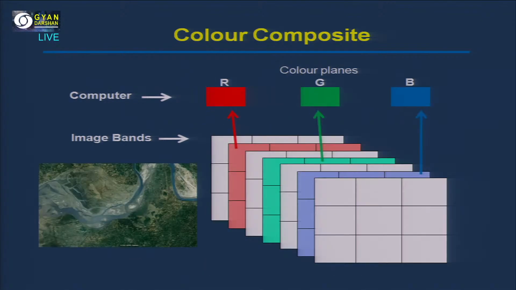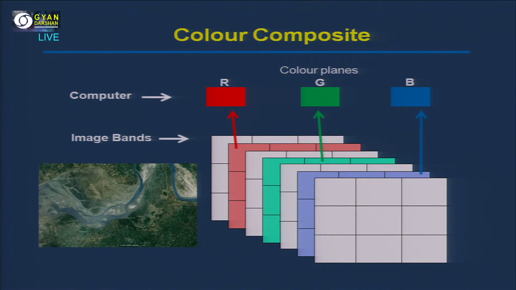In the next example, it is shown that if we have a number of bands, and instead of the red, green, and blue bands, we want to visualize some other bands, then any of the bands are chosen and put in the red, green, and blue planes of the computer. In that case, we generate an image that is not a true color composite, but may be some other color composite.